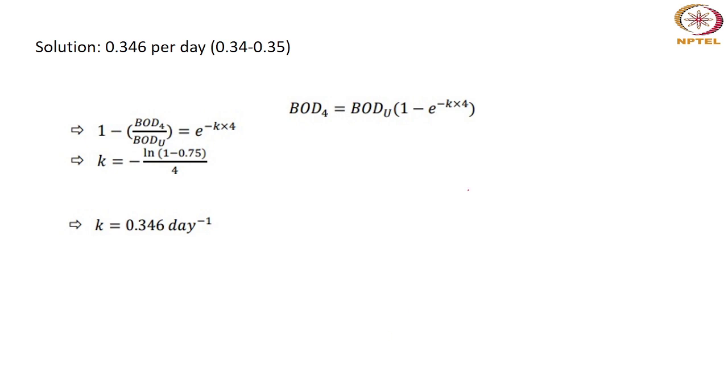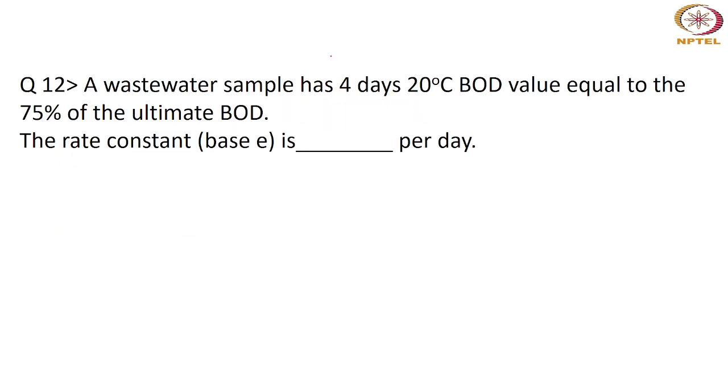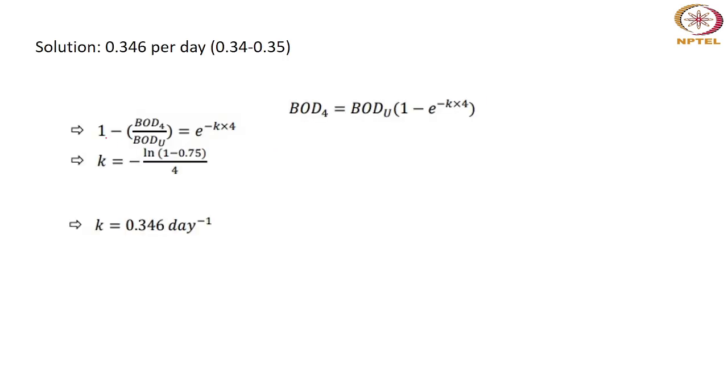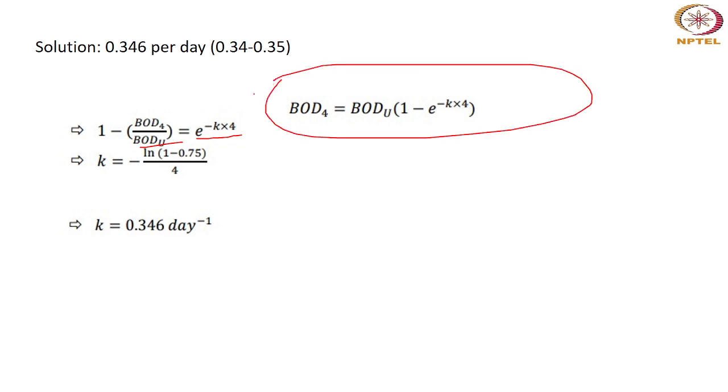So the main concept behind this is nothing but the same old formula. It was given for 4 days BOD, not 5 days. Same thing. It doesn't matter whether 4, 3, or 5. So the same formula, 1 minus BOD4 divided by BOD ultimate. I am writing in a different format only. Don't worry. The same thing: BOD equals L0 times (1 minus e to the power minus K multiplied by 4). So this was the original one, and from here I am getting this.